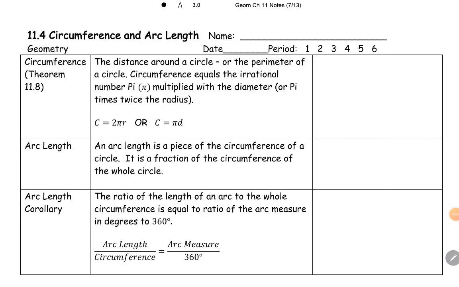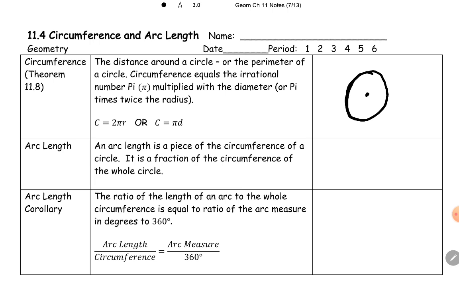Today in geometry, I'll be looking at circumference and arc length. So we need to remember that circumference deals with the perimeter of the circle. It's the distance around the circle.